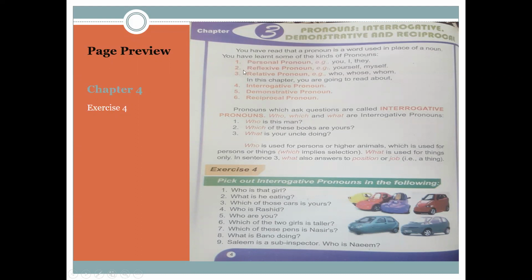Number 1, personal. Number 2, reflexive. Number 3, relative pronouns. We discussed them thoroughly today. I told you the examples and also the use of these in sentences. Now in this chapter, we have these three: interrogative pronouns, demonstrative pronouns, and reciprocal pronouns. From them, first we discussed that pronouns which ask questions are called interrogative pronouns.